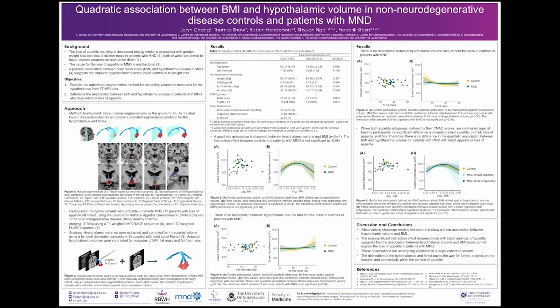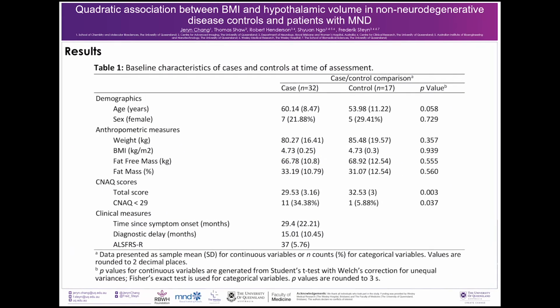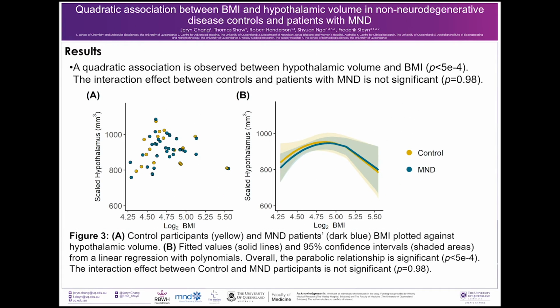A comparison of baseline characteristics between cases and controls at the time of assessment found no significant differences in age, sex, weight, BMI, fat-free mass, and percent fat mass. We also observed cases have significantly lower CNAQ scores. Participants with a CNAQ score below 29 suggested loss of appetite, and we also see a significant difference in proportions between cases and controls.